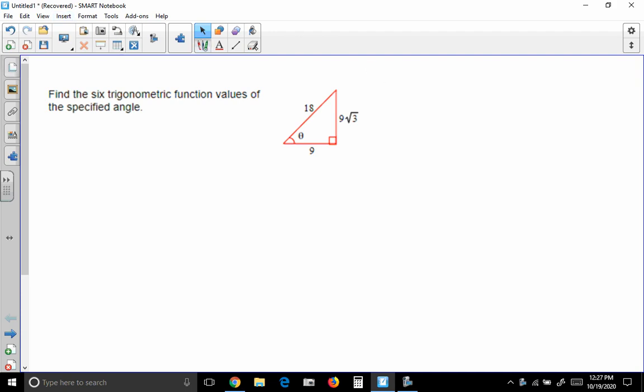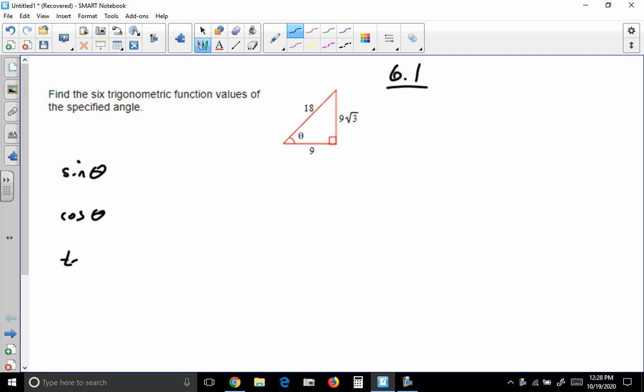So let's take a look at a problem or two out of 6.1. They give us a triangle, list some sides on it, and list a particular angle, calling it theta. Then they ask for the 6 trigonometric function values: sine of theta, tangent of theta, and then cosecant of theta, secant of theta, and cotangent of theta.